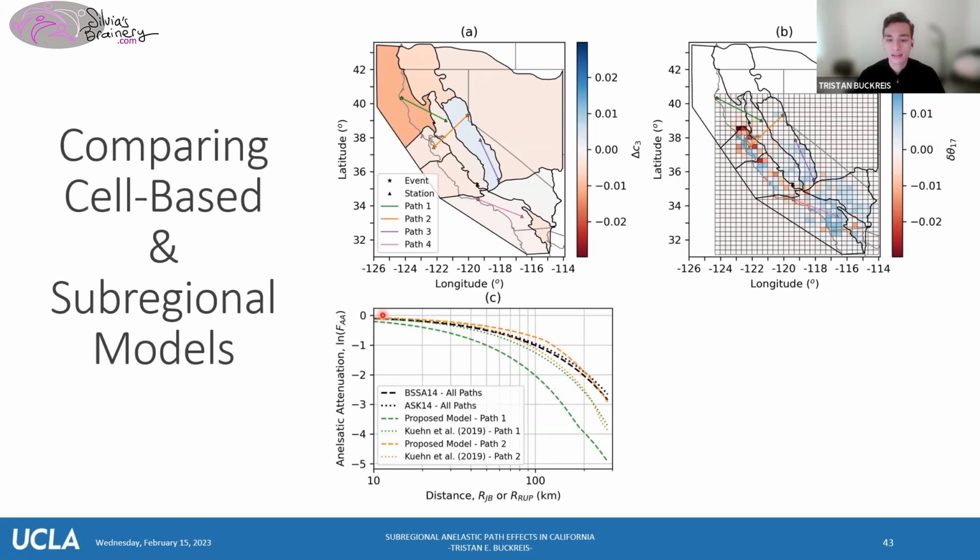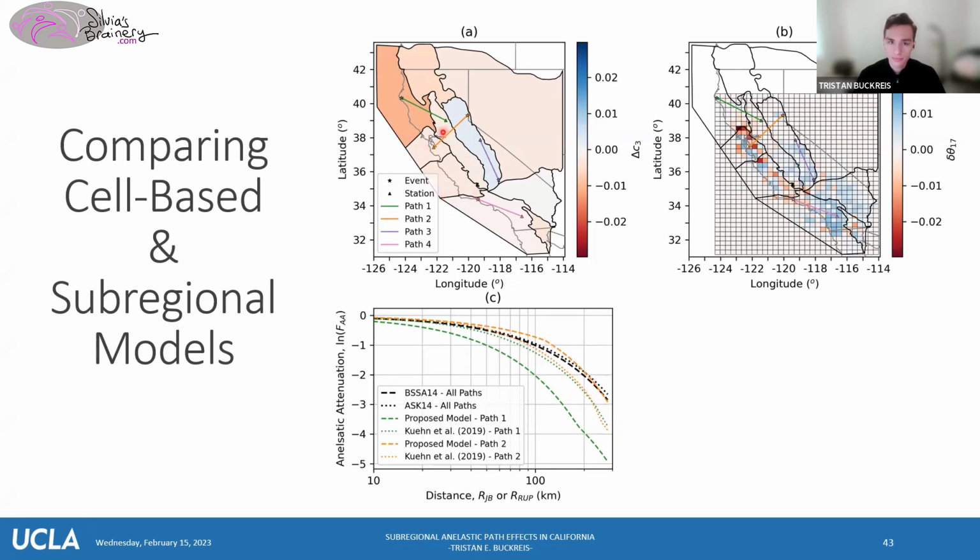You can see the dashed lines are our proposed model, and the dotted lines are the Kuhn et al. 2019 predictions. You can see that in both cases, the colored lines are offset from the black lines, which suggests that both models are altering their base ground motion models, which is as expected. But I want to point out that the Kuhn et al. model does not really predict significant changes between whether you're path 1, which is green, or path 2, which is orange. They follow pretty much similar trends.